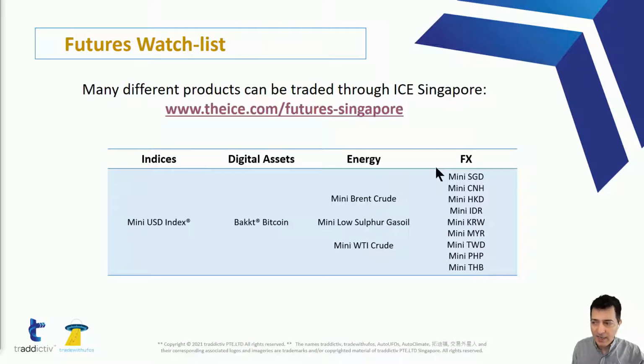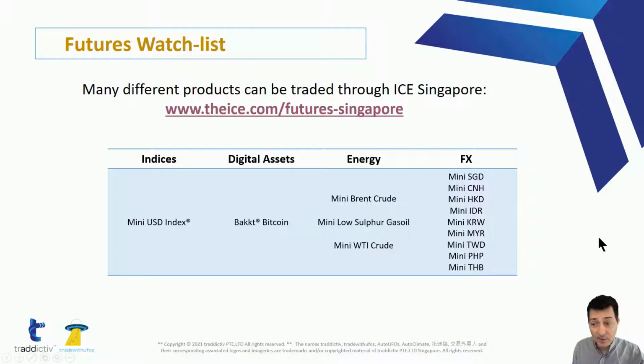Then we also have energy products like mini Brent, low sulfur gas oil, WTI crude. And finally, in the FX world, we've got the Singapore dollar, Chinese yuan, Hong Kong dollar, Indonesian rupiah, Korean won, Malaysian ringgit, Taiwanese dollar, Filipino peso, and also the Thai baht. All of those are many, many products that are extremely useful locally in Asia, but beyond Asia, worldwide, those products are certainly very powerful.